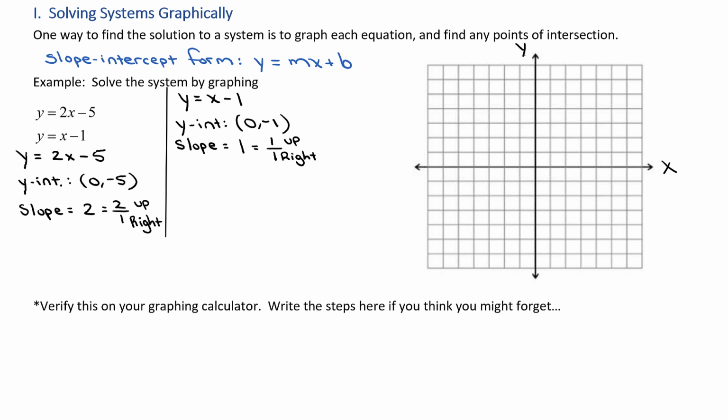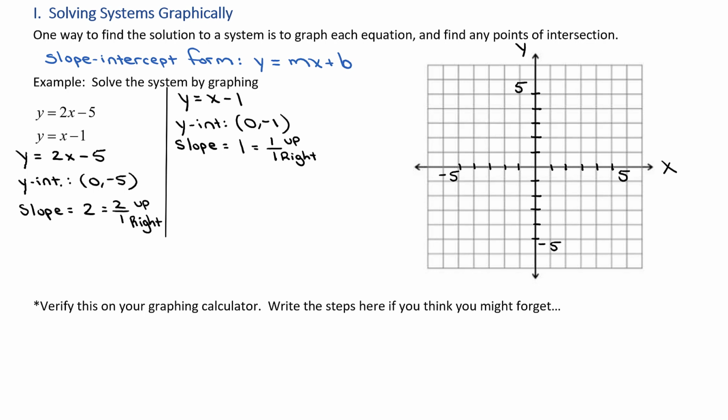I'm going to label our axes. Our vertical axis is the y-axis and our horizontal axis is going to be the x-axis. Here we have a coordinate plane with the x-axis labeled from negative 5 to 5 by a scale of 1 and the y-axis labeled from negative 5 to 5 by a scale of 1.